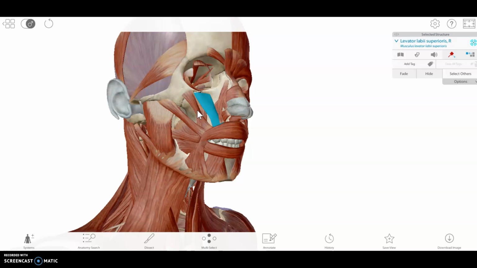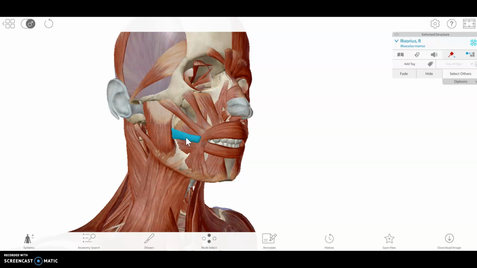Then your zygomaticus major and minor. Okay, if you ever see a major and minor when we are talking about our muscles, the minor is always on top. So here's a zygomaticus minor. And then you have the zygomaticus major. These help you to smile. So these are some of your smiling muscles.